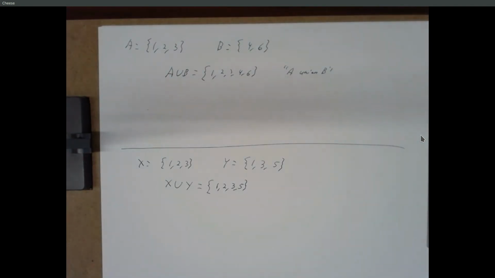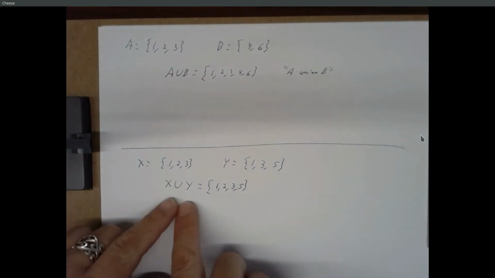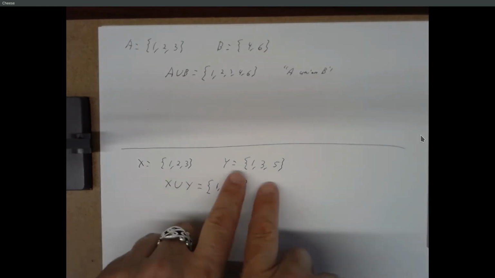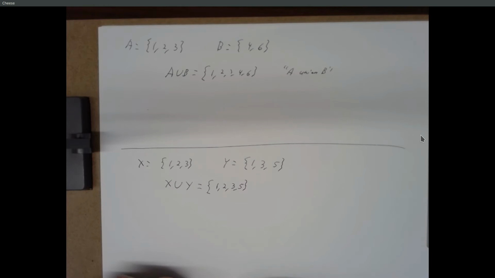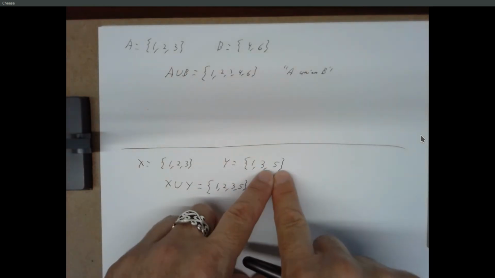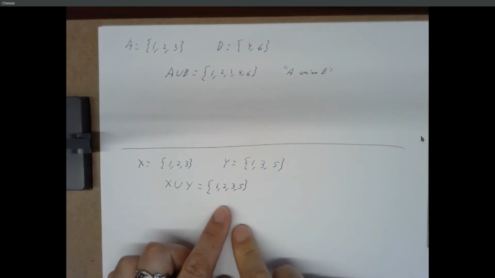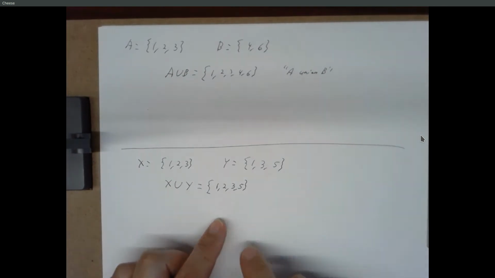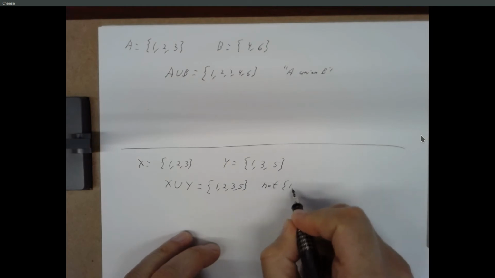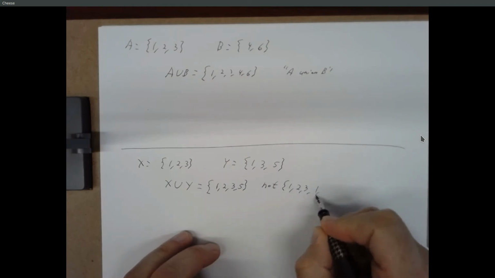So again, back to definitions. This union, X union Y, is the set containing all elements that are in X or Y. So it's got to have a 1 and a 2 and a 3. It's got to have a 1. It's got to have a 3. It's got to have a 5. So it's the set {1, 2, 3, 5}. Okay, so not {1, 2, 3, 1, 3, 5}.